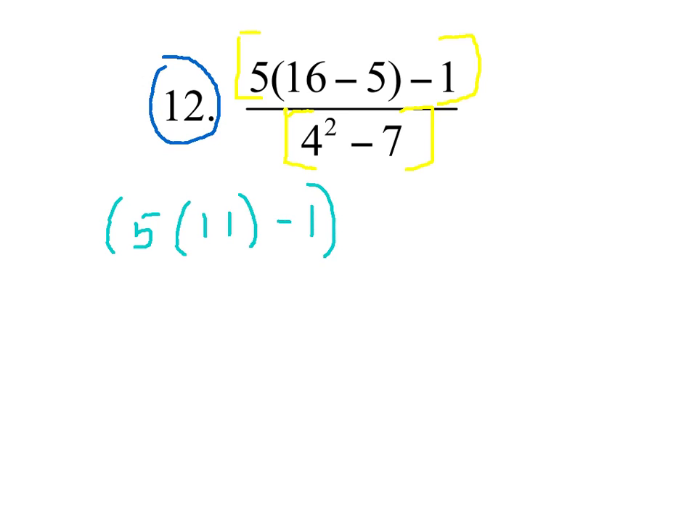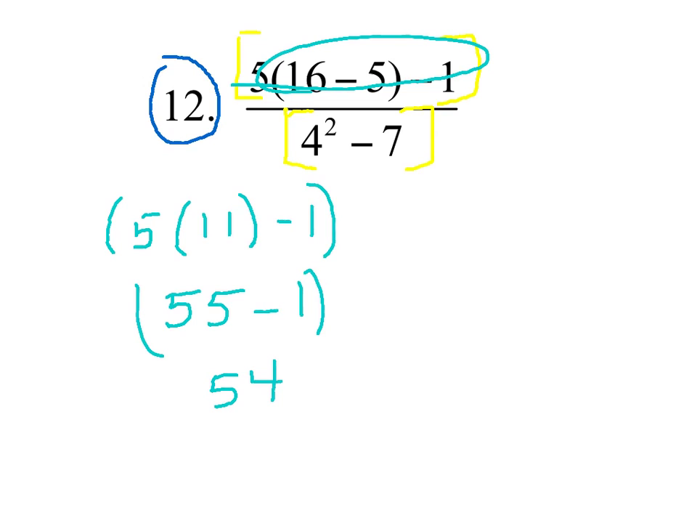And that looks a little scary in itself because I have double parentheses. 5 times 11 is 55 minus 1, which is 54. So the entire numerator has become 54.